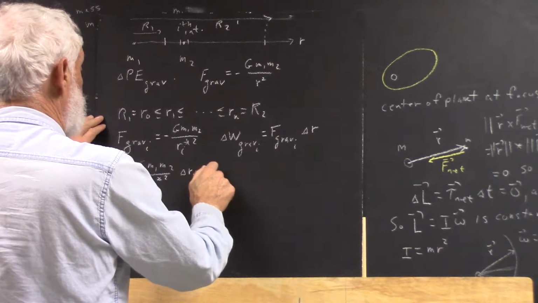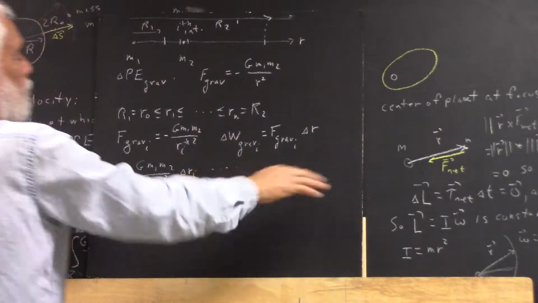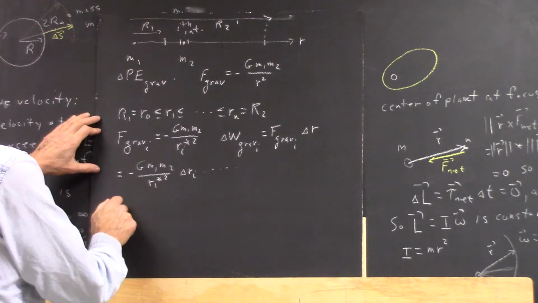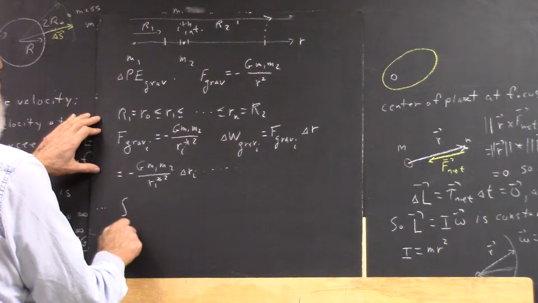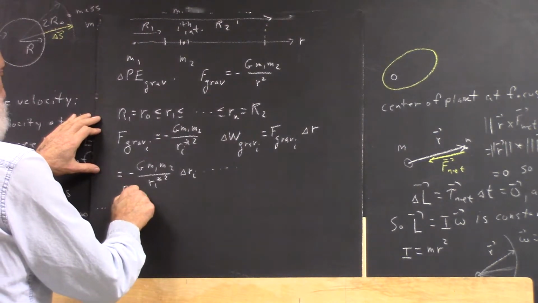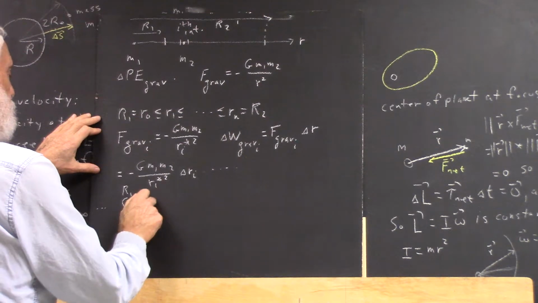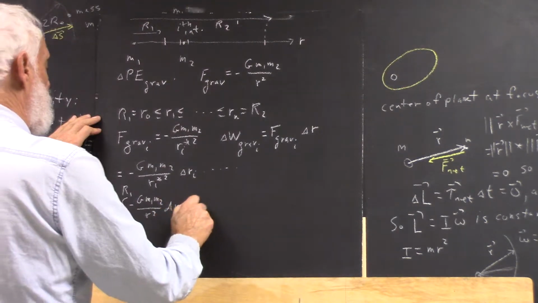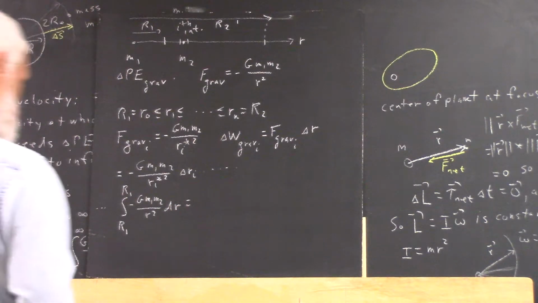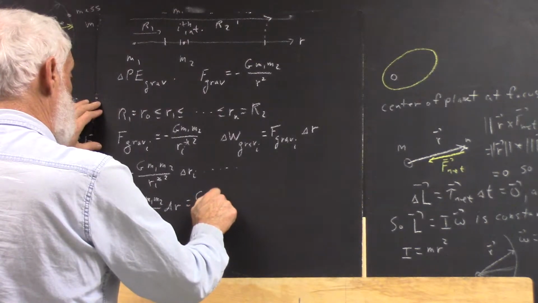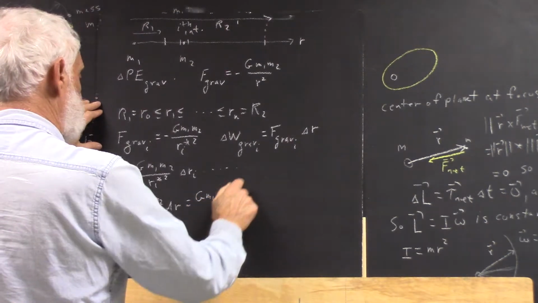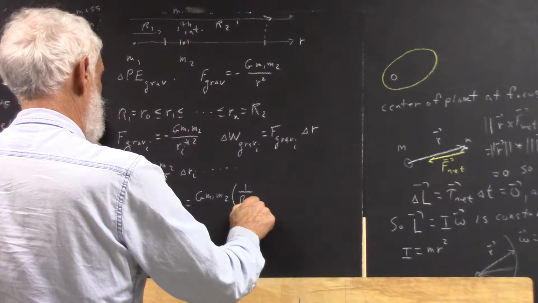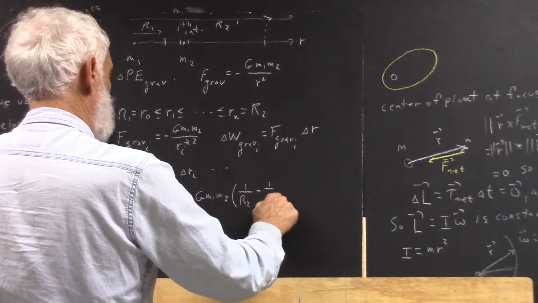Well, a miracle occurs, etc. We approach a limit as usual. We sum these up, we approach a limit, and we get the integral from big R1 to big R2 of negative G m1 m2 over r squared dr, and that equals G m1 m2 times 1 over R2 minus 1 over R1.